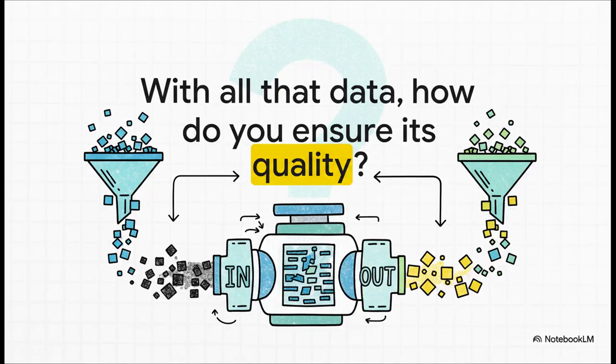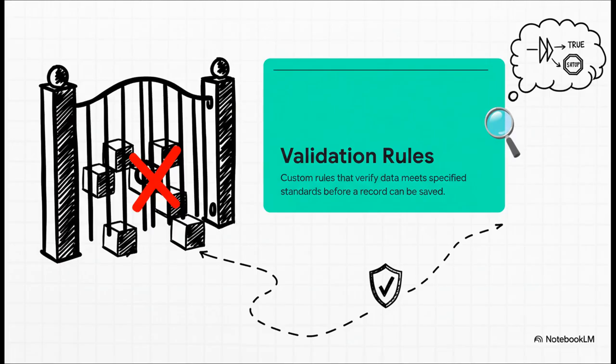Okay, but wait. If you're pumping that much data in, it brings up a huge question, right? How do you keep bad fuel out of the engine? How do you make sure the data quality stays high when you're dealing with that kind of scale? Well, that's where validation rules come into play. They are your absolute first line of defense. Just think of them as these little gatekeepers that check every single piece of data before it gets saved. If a record doesn't meet the standard you've set, like, say, a phone number is in the wrong format, bam, the rule stops the save and tells the user exactly what they need to fix.